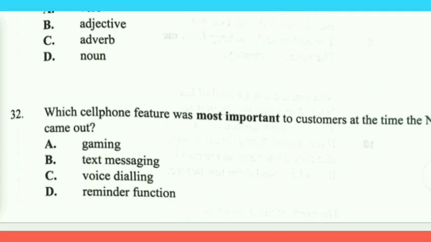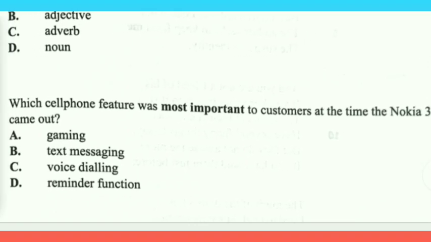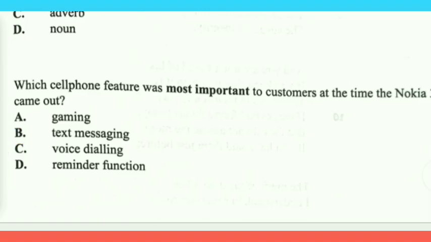32. Which cell phone feature was most important to customers at the time the Nokia 3310 came out? We know it's text messaging. So that's B.